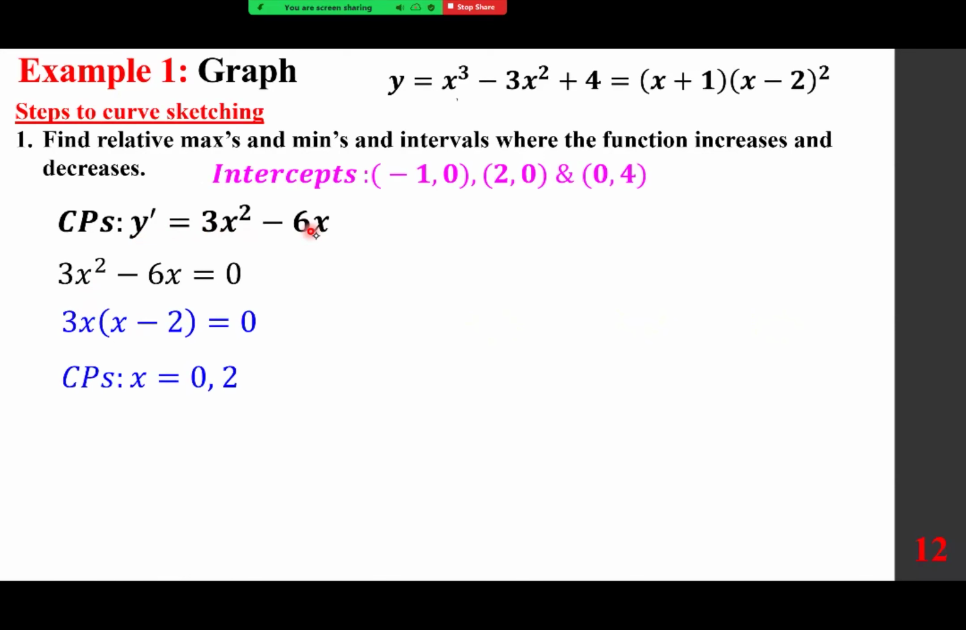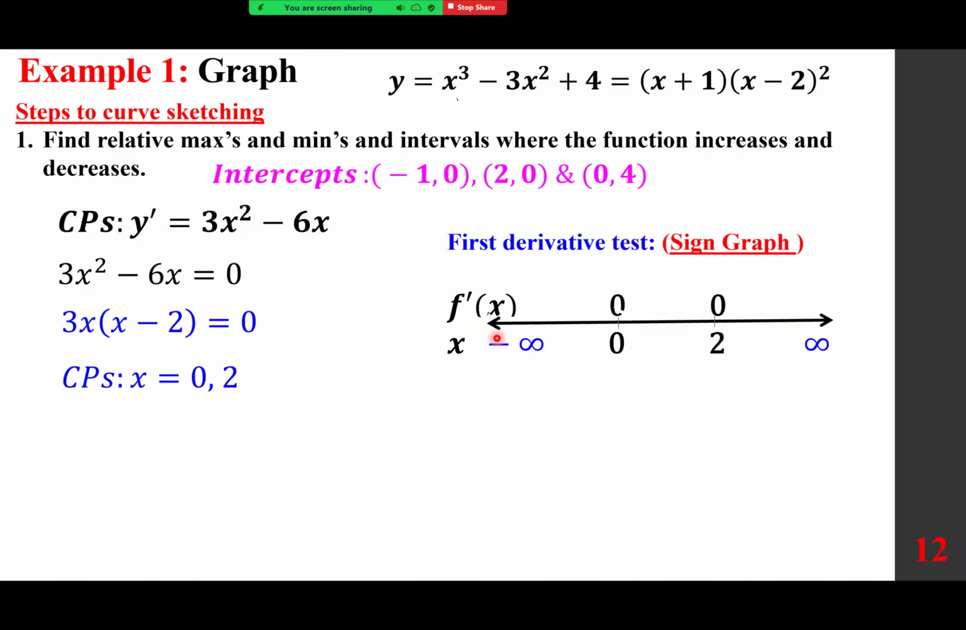And now we are going to use the first derivative test by using a sign graph. Here's how the sign graph works. You have a number line from negative to positive infinity. You put the critical points in order from smallest to largest. So 0 goes here, 2 is here. At 0, f prime or y prime is 0. At 2, f prime or y prime is also 0. And now you use TPs, short for test points.